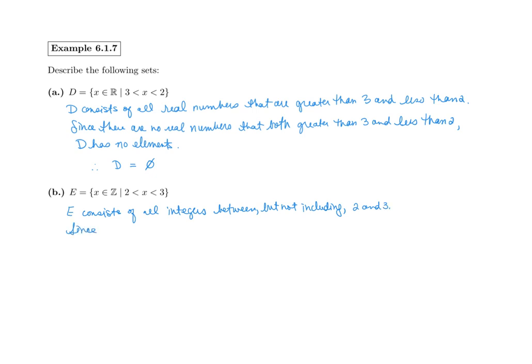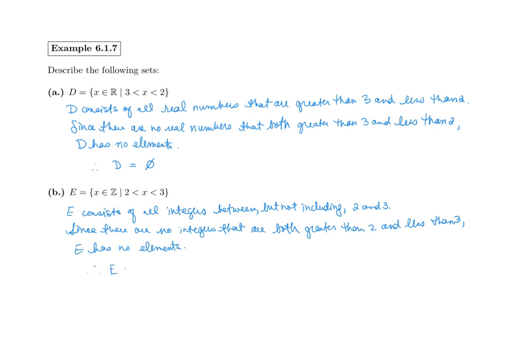So we would say since there are no integers that are both greater than 2 and less than 3, E has no elements. So we did not fare better in this one because that means E is also the null set.